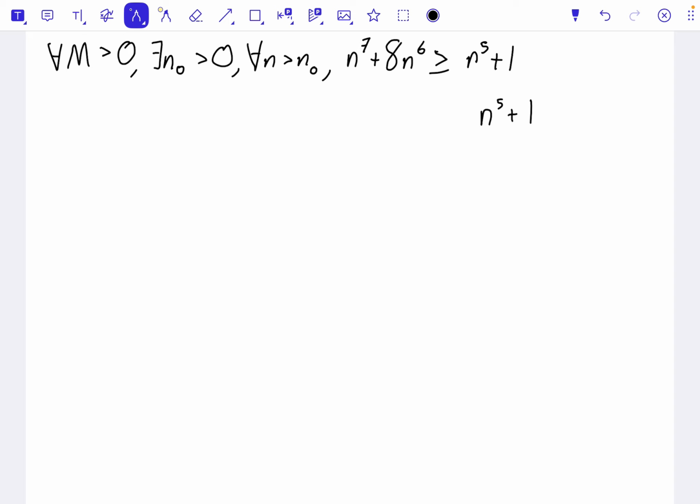Thankfully, it's not that much more complicated. We're going to use the rounding up trick. Say that n is probably greater than 1, which implies that n to the 5 will be greater than 1. And we end up with a simplified right side of 2n to the power of 5. Now let's do the left.